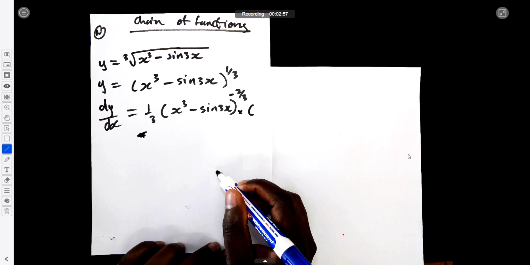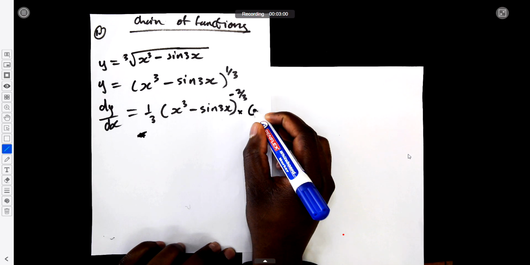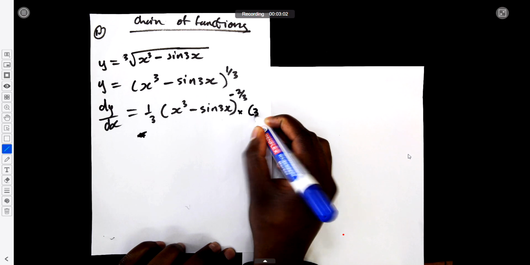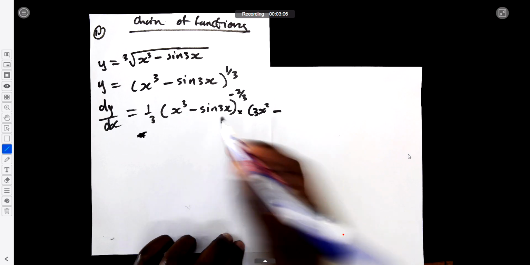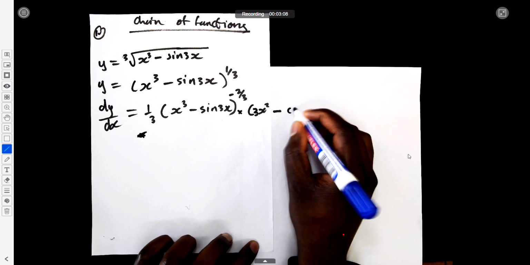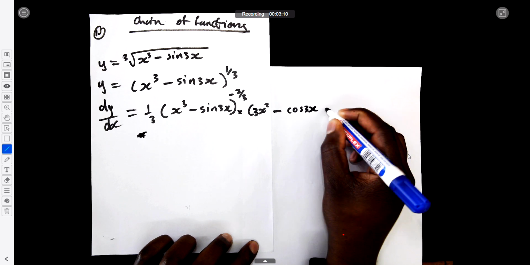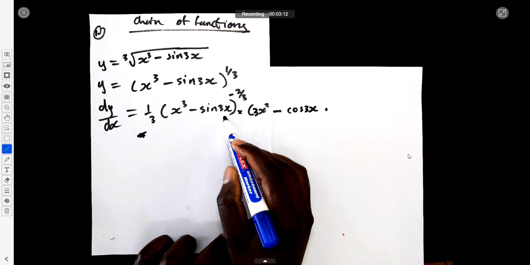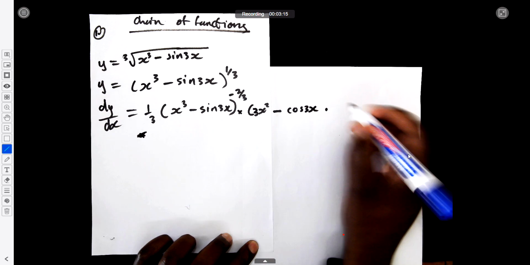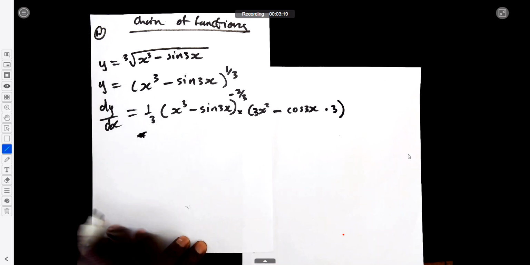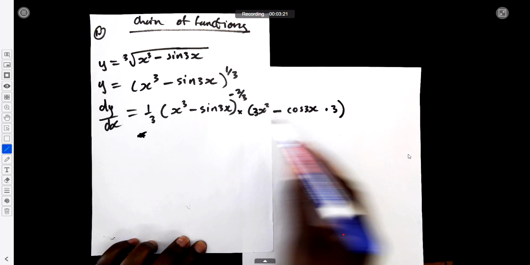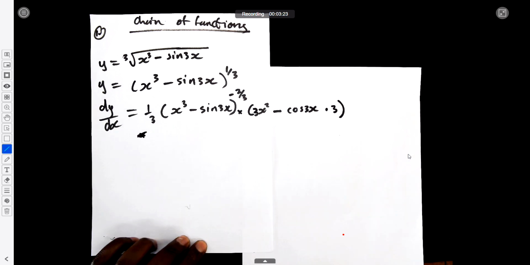That is a chain of functions. So multiplication: the derivative of x cubed is 3x squared. Therefore, minus the derivative of sine 3x. It's going to be cosine of the same angle, and we need to multiply by the derivative of the angle, the derivative of 3x, which is 3. Then we can close shop. So we have our f of x inside the bracket, and its f prime of x is there: 3x squared minus 3 cos 3x.